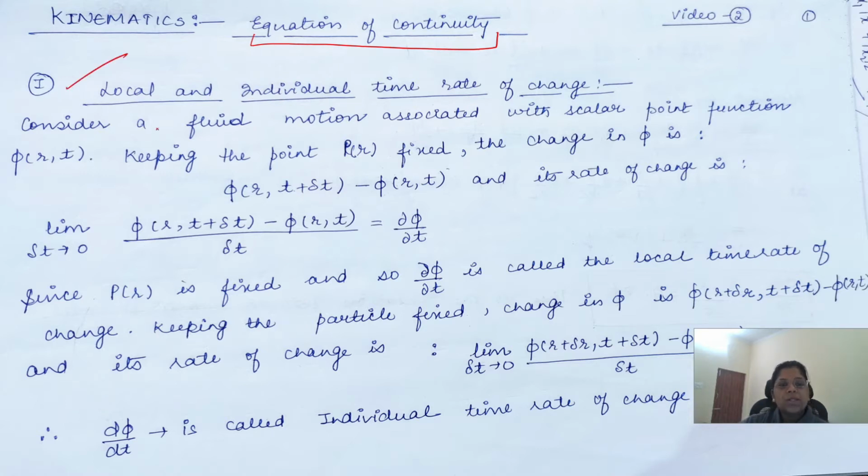So let's start with the second topic. This is local and individual time rate of change. This question usually comes: define local and individual time rate of change. Now let's start from here.